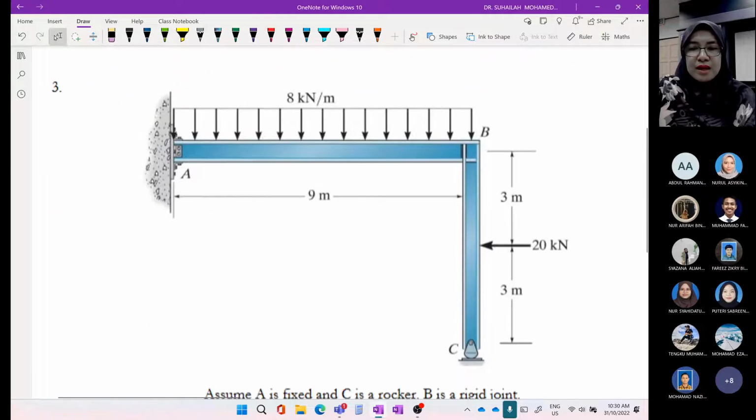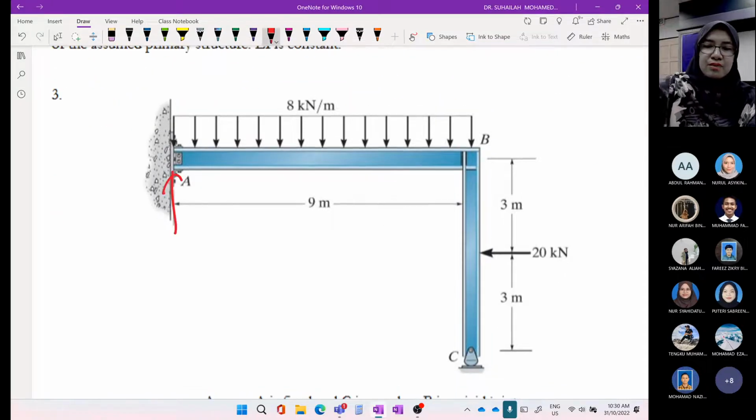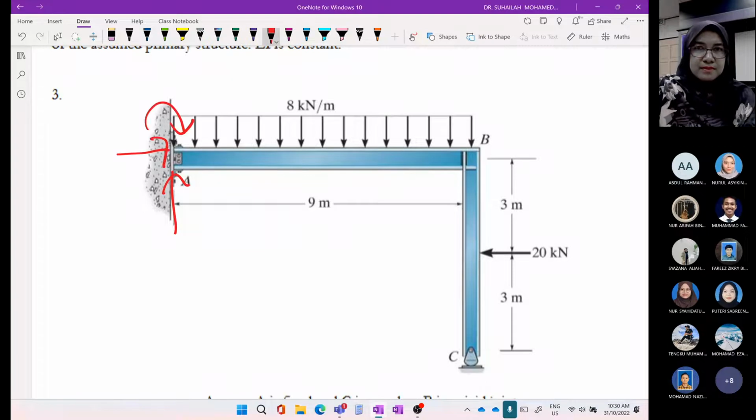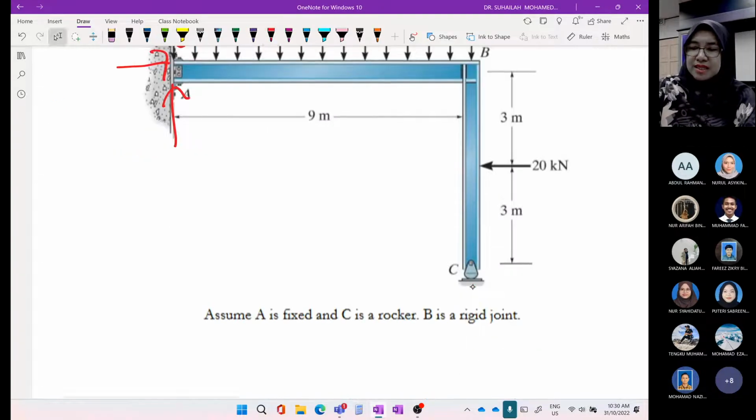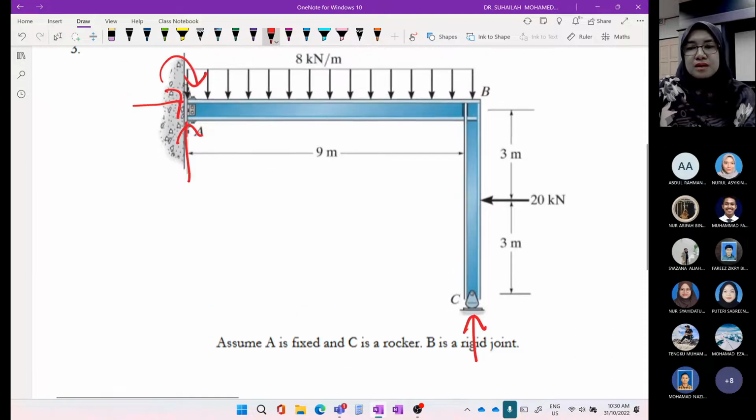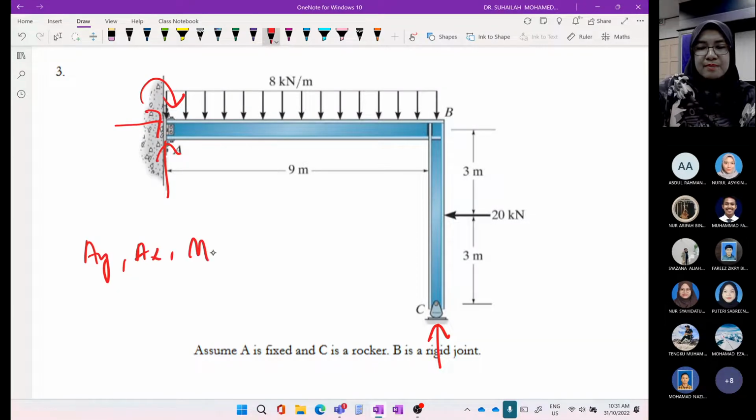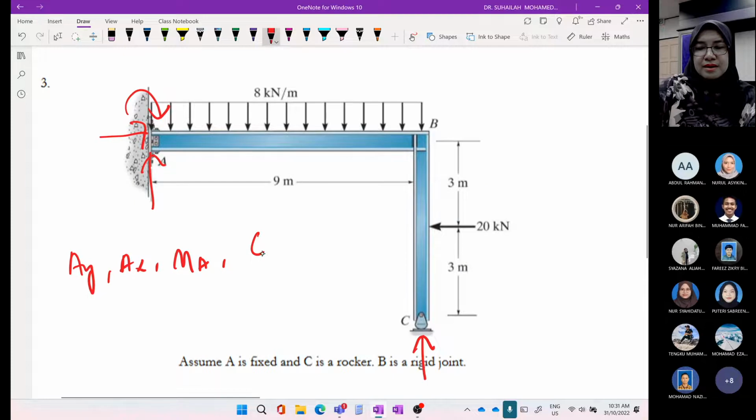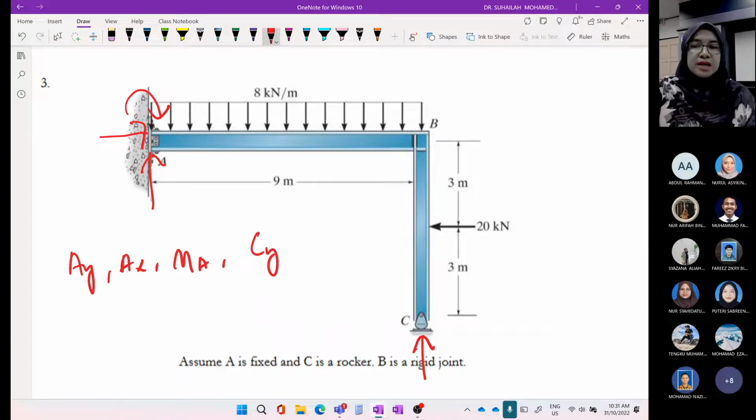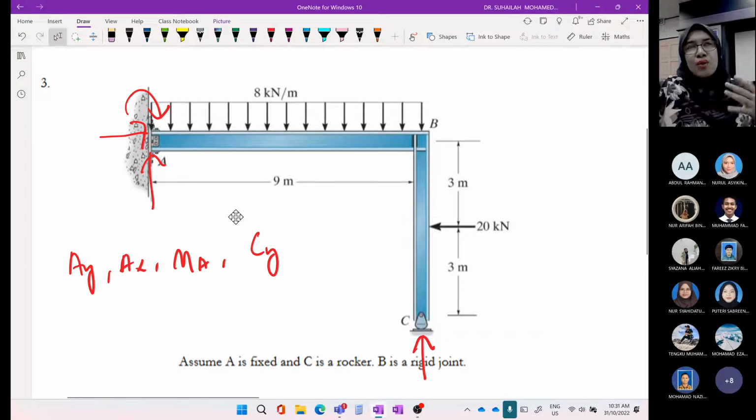So we have fixed support at A, with 1, 2, and 3, and we have a roller at C. We have AY, AX, MA, and CY. There are 4 unknown reactions, including AY, AX, MA, and CY.